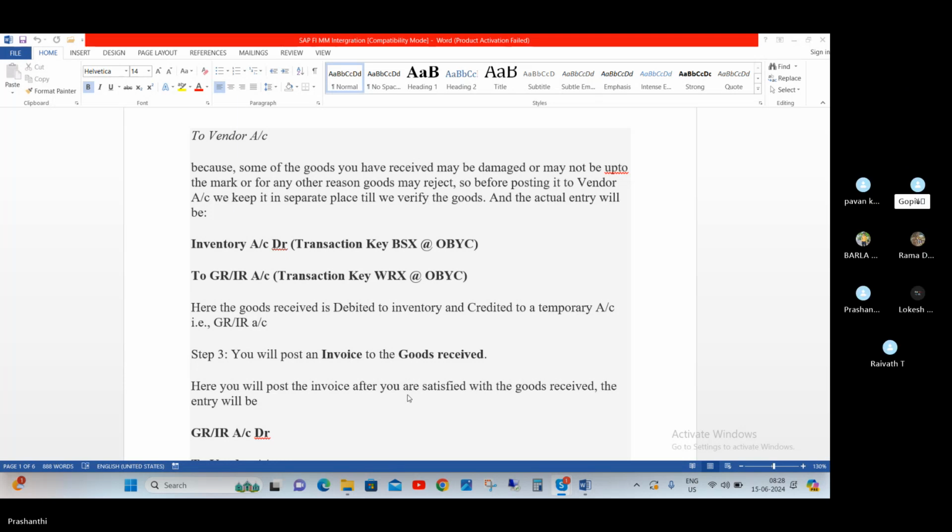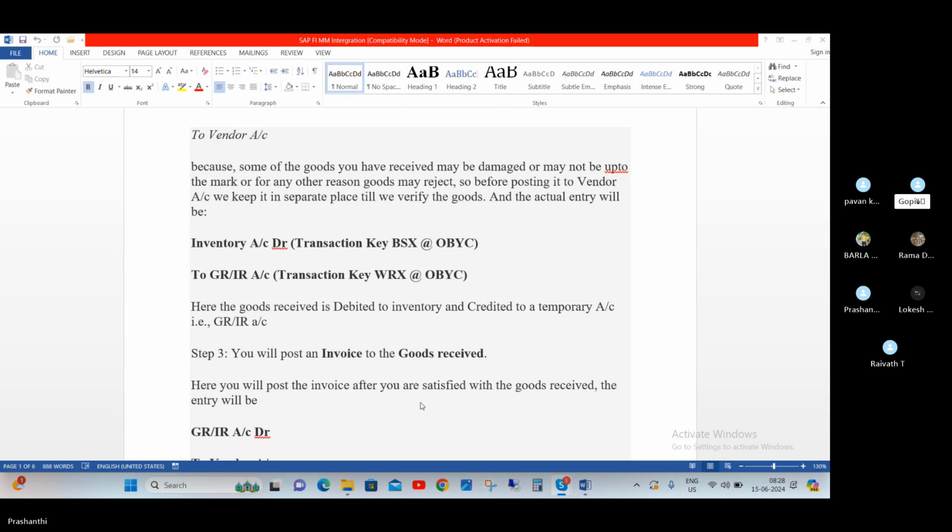Just yesterday we discussed this clearly. Once you receive the goods, we need to cross-verify them against the purchase order, whether there is any damage, any rejection, or any quantity missing. For those reasons we don't raise the direct entry of inventory account debit to vendor account. Instead, we maintain a temporary account: inventory account debit to GRIR account.